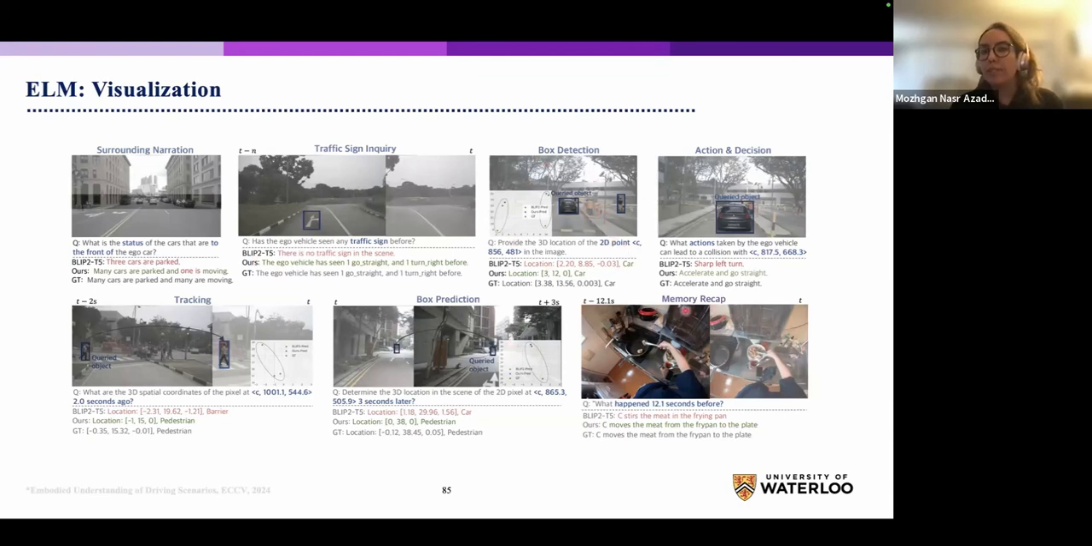And memory recap, this is not from autonomous driving, because they claim that there wasn't enough long-scenario video data in YouTube or in the publicly available data sets. So that's why they added this, for better long video understanding.